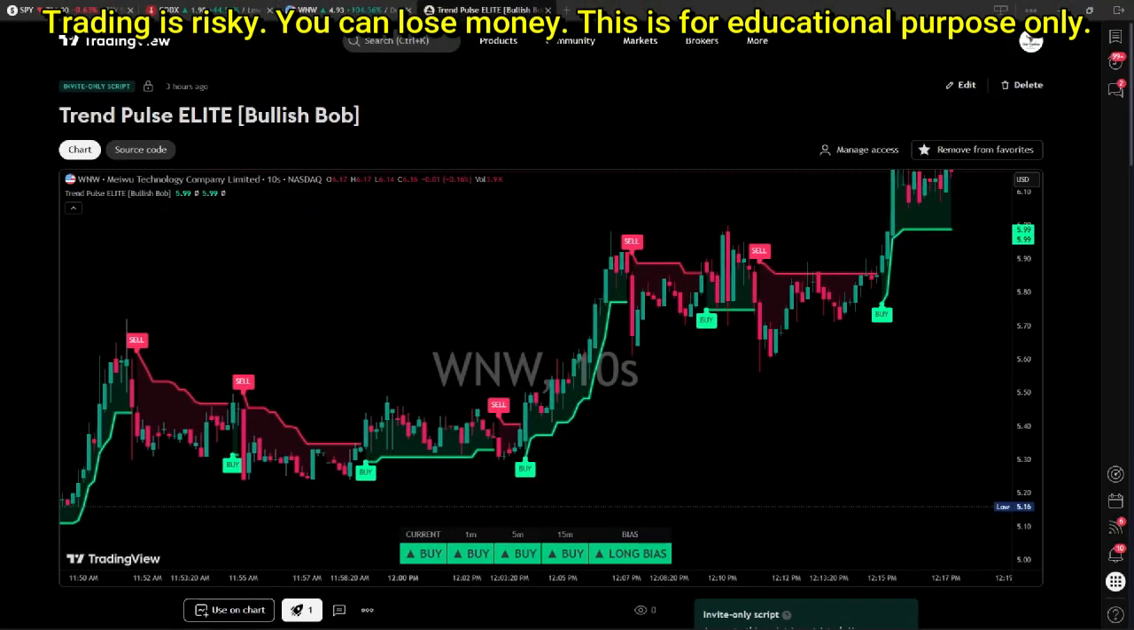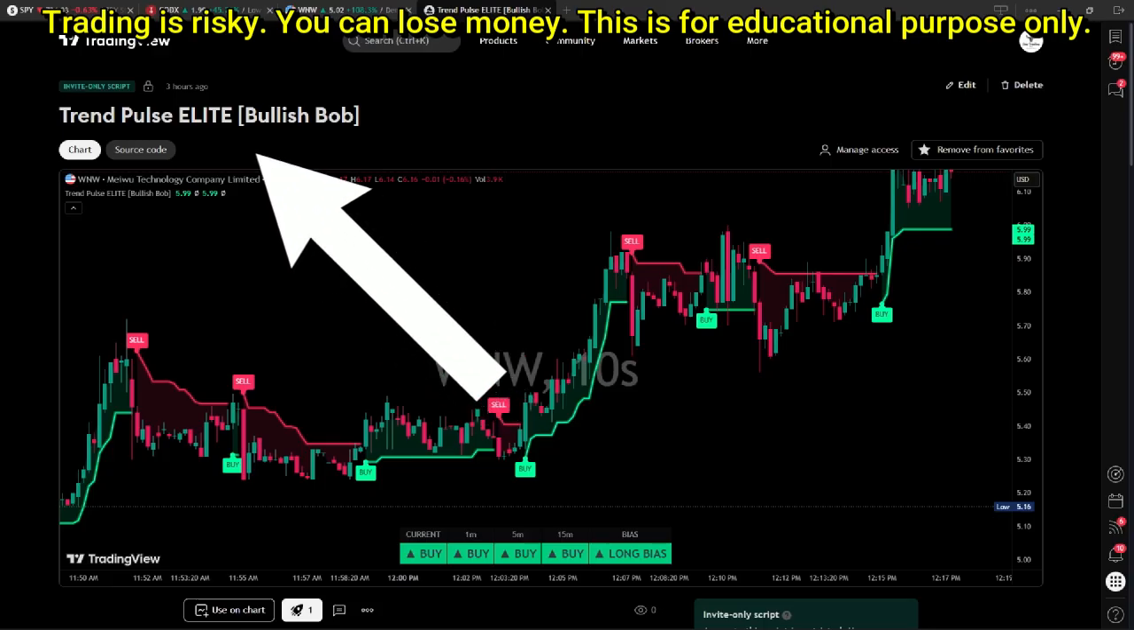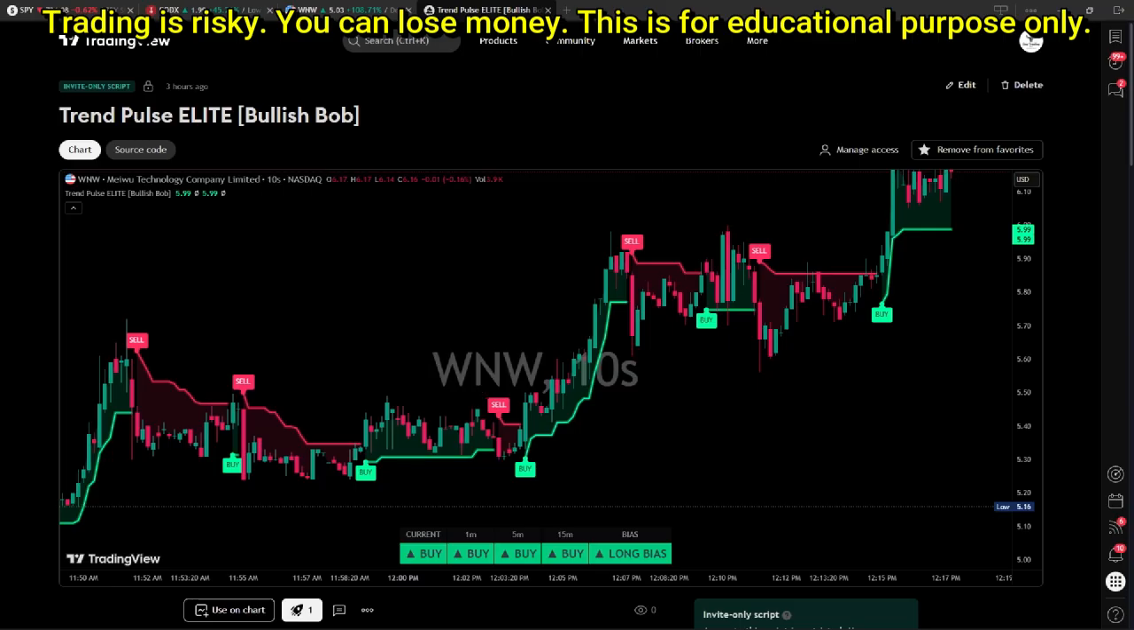Today we're going to break down this new indicator that we just put out for our elite members, the Trend Pulse Elite. This is a very cool indicator. It's going to help us identify the trend very easily. It's not going to be a complex indicator, although it does have some complexity to the logic behind what we're seeing. It's going to simplify the visuals here and make this really easy to follow along with.